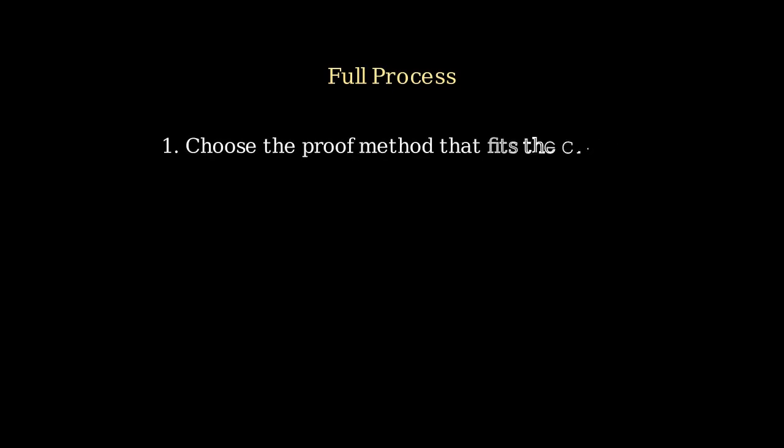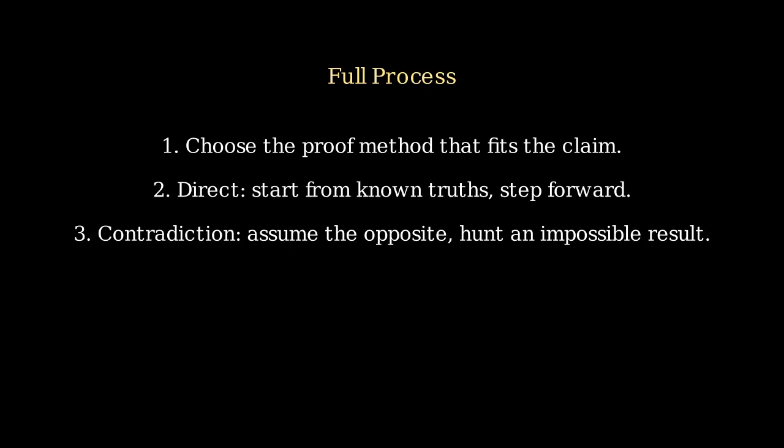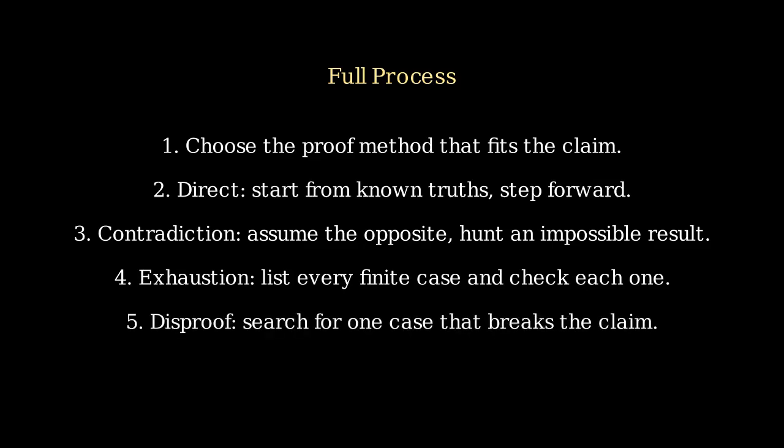Let's lock in the full process, in the exact order you perform it. First, decide which proof method fits the claim. Second, for direct proof, start from known truths and move forward step by step. Third, for contradiction, assume the opposite and hunt for an impossible result. Fourth, for exhaustion, list every finite case and check each one. Fifth, for disproof, search for a single case that breaks the claim.